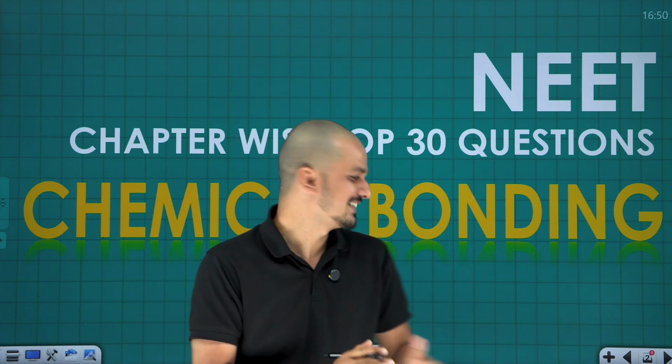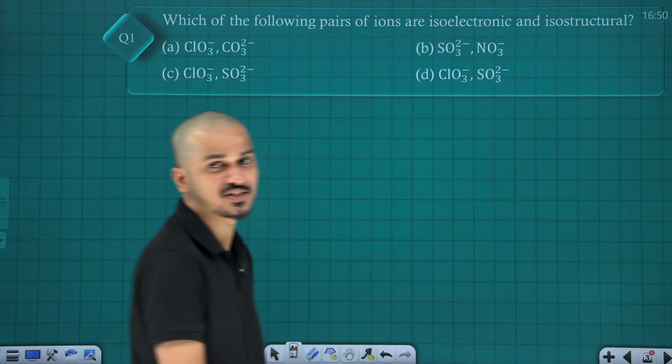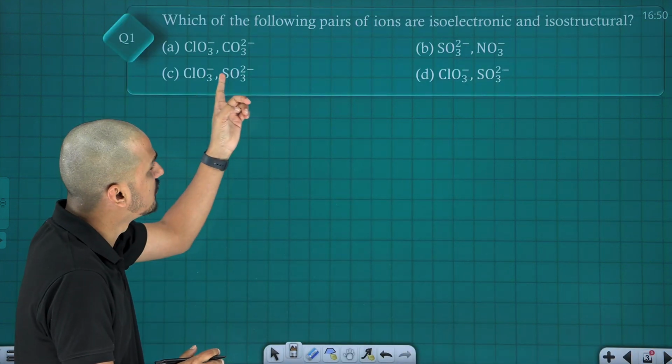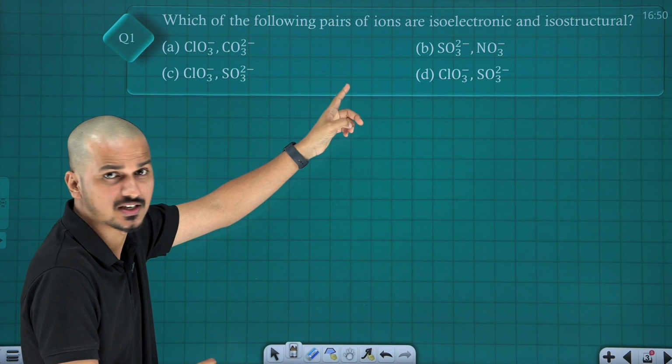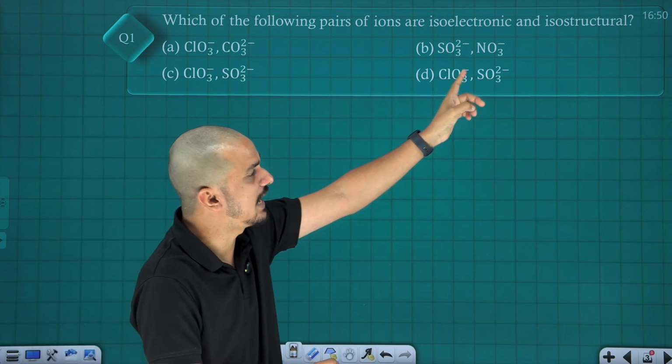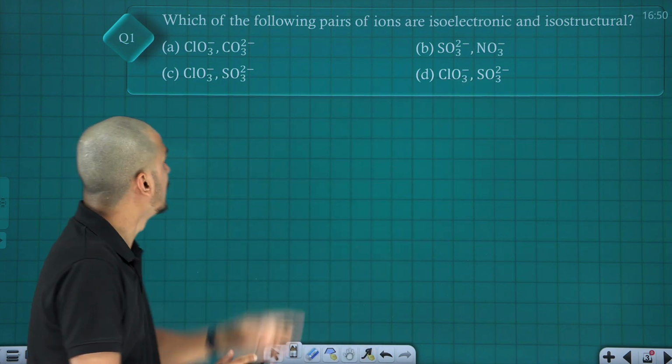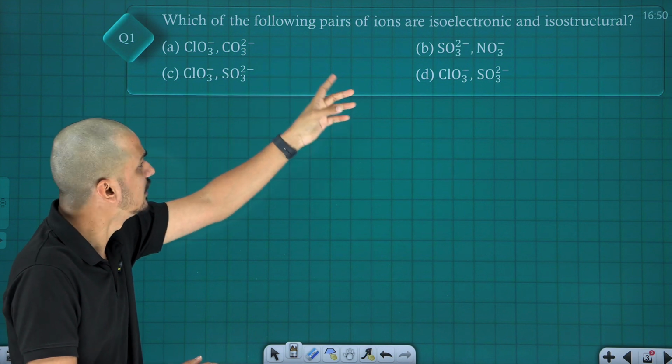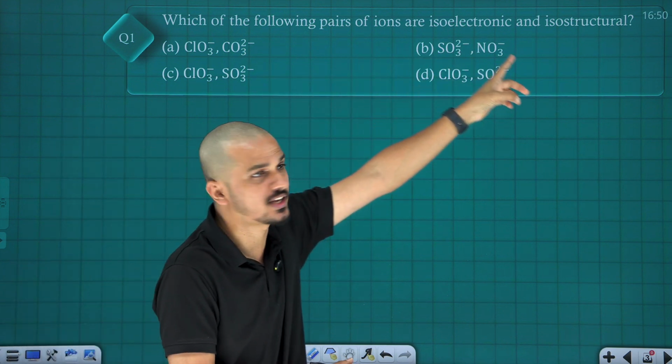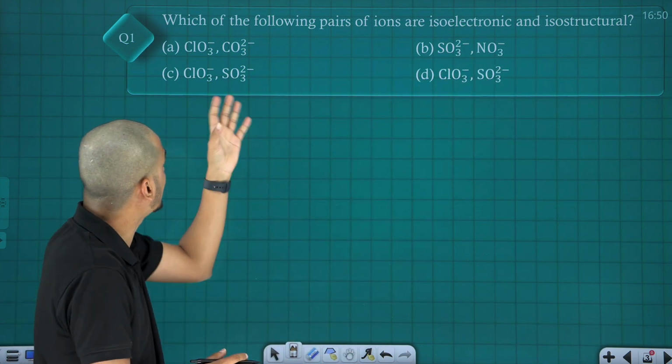So let's start. Guys, this is the first question. Which of the following pairs of ions are isoelectronic and isostructural? Here they are given different species. They are asking isoelectronic and isostructural. We can take one by one.